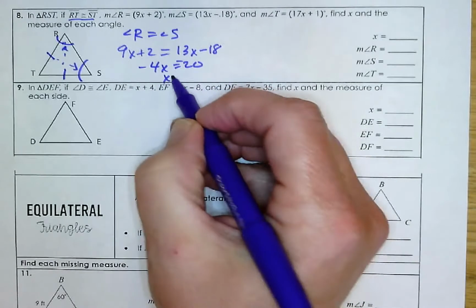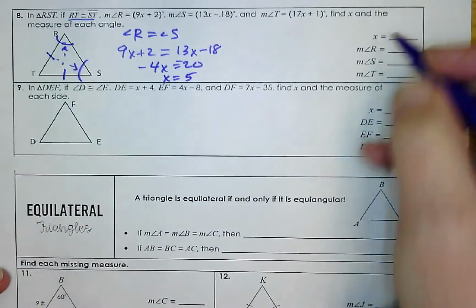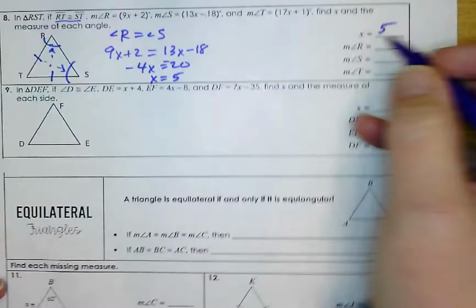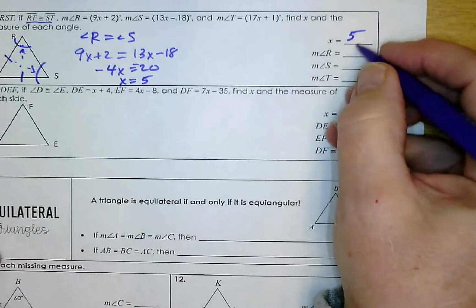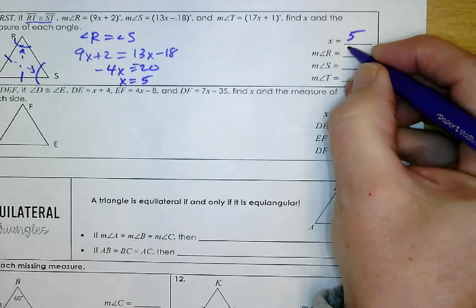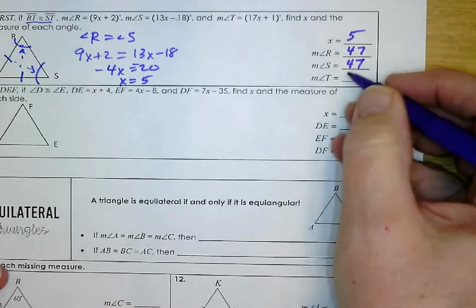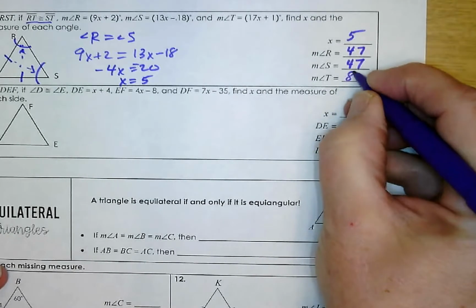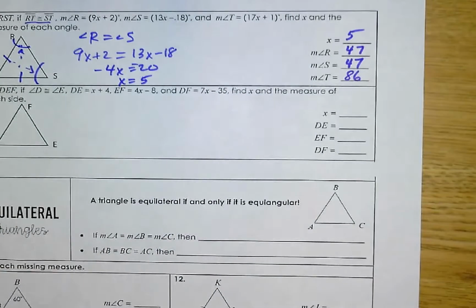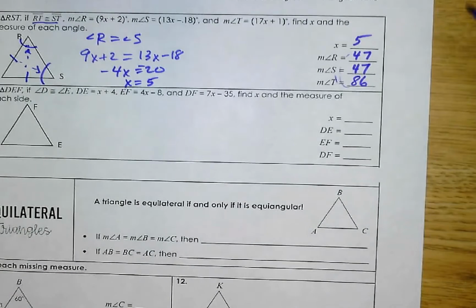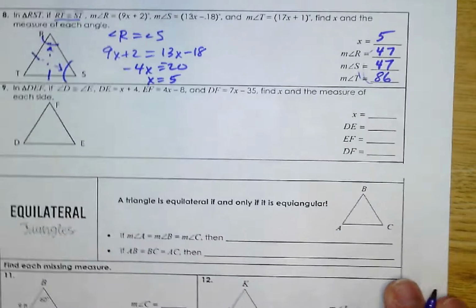X equals 5. Once I have that, you're just going to plug into all three of those angles and get your three measurements. I'm just going to put these in here. We know these two need to be the same. They are equal to each other. That leaves 86 for the third angle, angle T. You shouldn't miss any of these because these three have to add up to 180. It's kind of nice. You just have that nice solid fact.